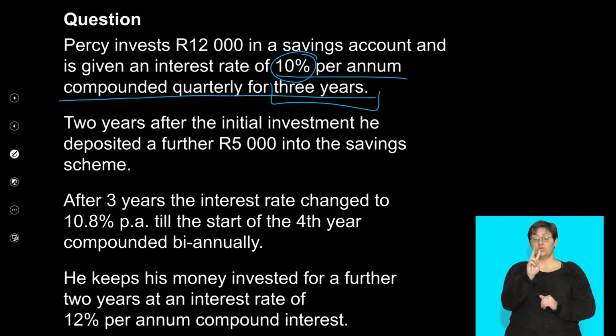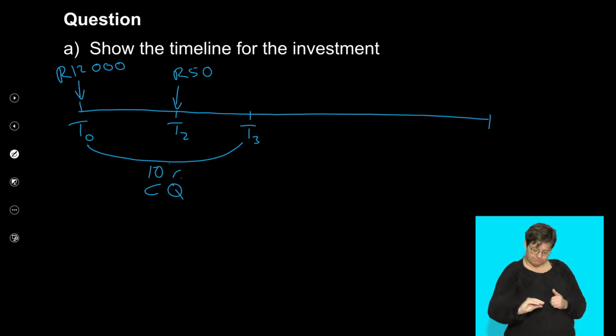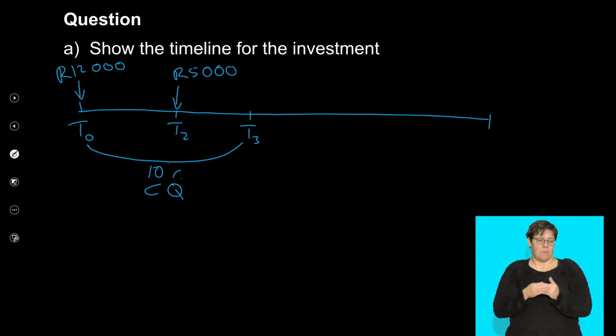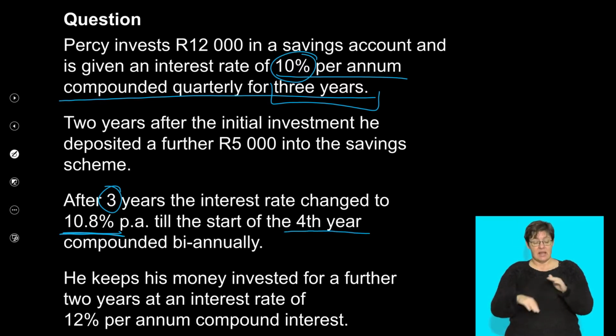2 years after the initial investment, he deposited a further 5,000 into the savings scheme. Now, let's understand what this means, right? We are still on this number line. So here by T2, this person decided to deposit an extra 5,000, maybe because they got a bonus or something happened that gave them a bit more money and they don't need it. They said, no, let's add it into the investment. Now, the interesting thing about this is we are then told that after 3 years of opening the investment, the interest changes to 10.8 till the start of the 4th year. In simple terms, from T3 to T4, the interest is 10.8.